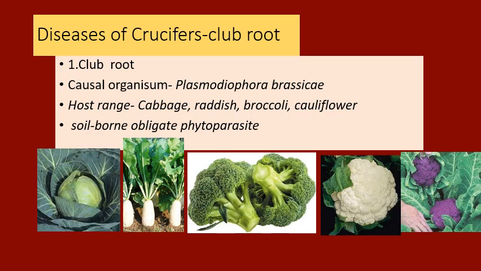Then you have to learn about clubroot disease of cabbage. The causal organism is Plasmodiphora brassicae, and the host range is cabbage, radish, broccoli and cauliflower. You can see here cabbage, radish, broccoli and cauliflower.